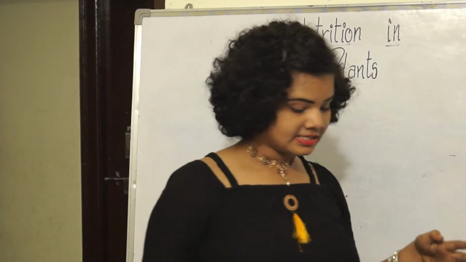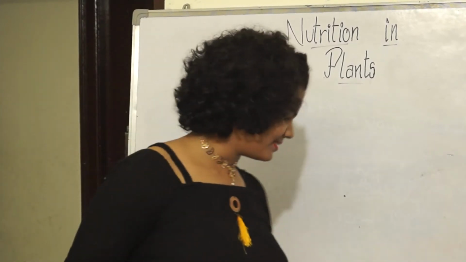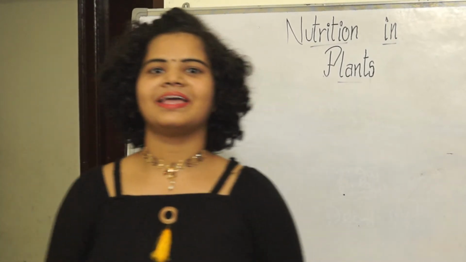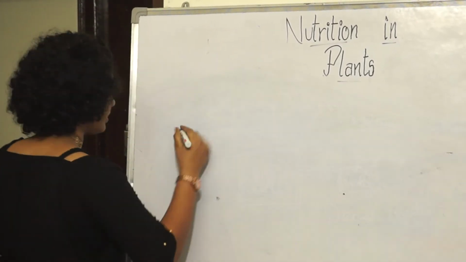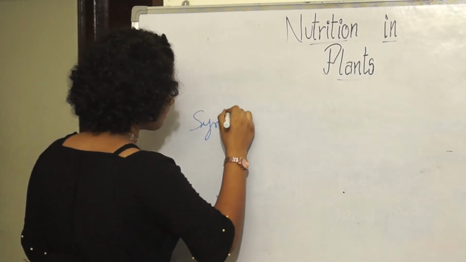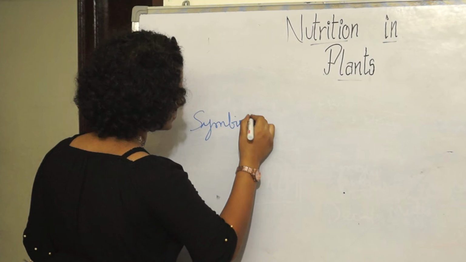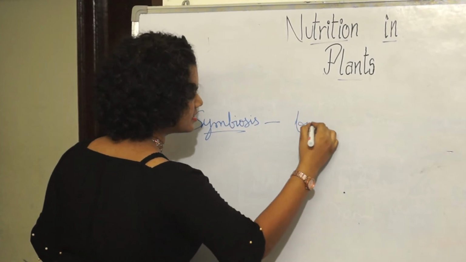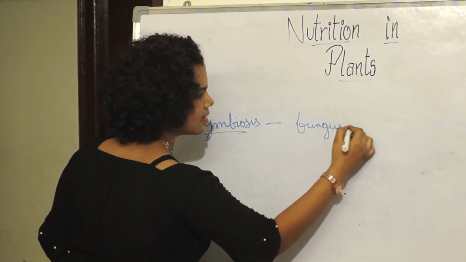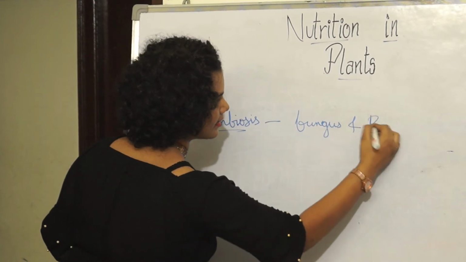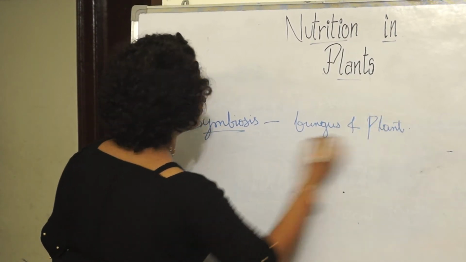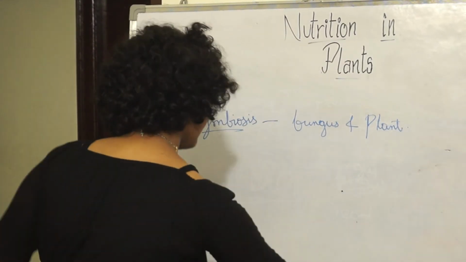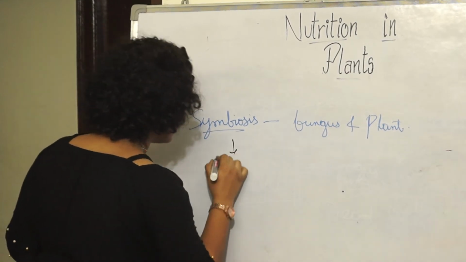So symbiosis is the relationship between two organisms. Symbiosis is nothing but a relationship between you and me. Let me write it down. Symbiosis: we have the fungus and plant. So here, symbiosis is nothing but some organisms live together.